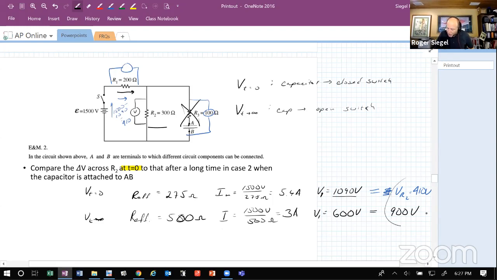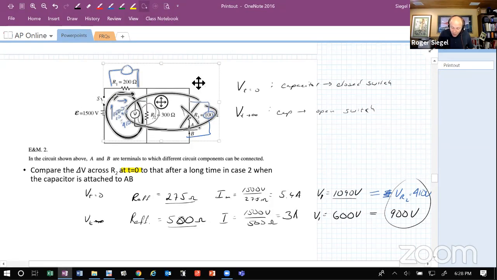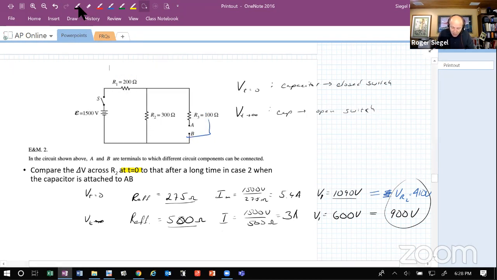And so you can see that when I first close the switch, I have a very small voltage drop across here. And then when it's closed for a long time, we're increasing the resistance. Why are we increasing the resistance from 275 to 500? Because we're going from a parallel circuit to a series circuit. Because once this capacitor is charged right here, there's no current going through here, and I've just got this series circuit.